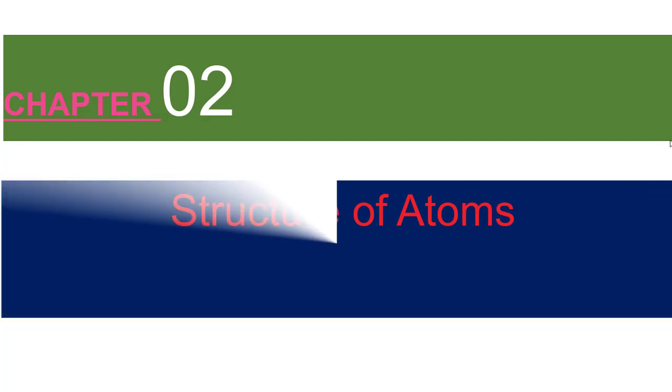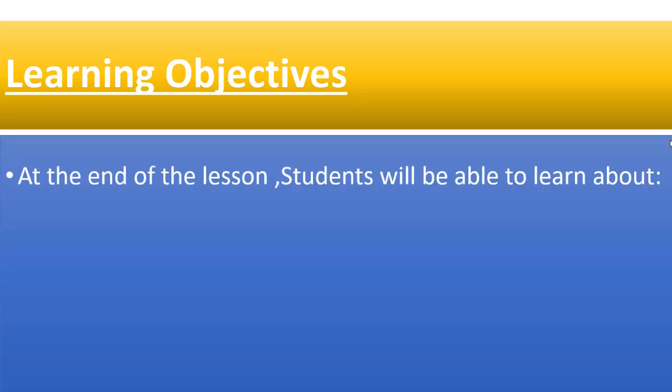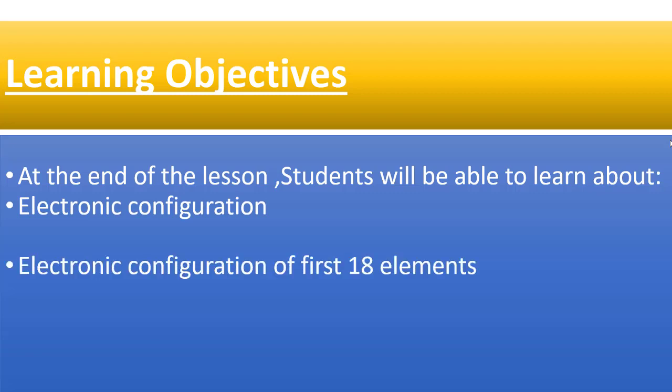Students, you are learning chapter number 2, Structure of Atoms. Let's have a look at today's learning objective. At the end of the lesson, you will be able to learn about electronic configuration and electronic configuration of the first 18 elements. Let's have a look at the previous knowledge.